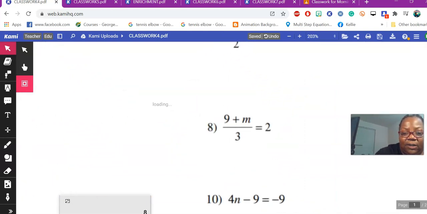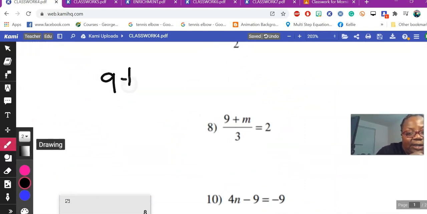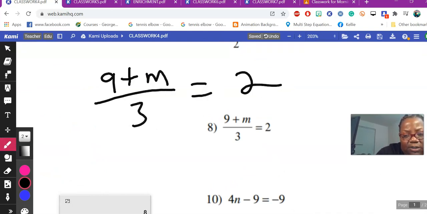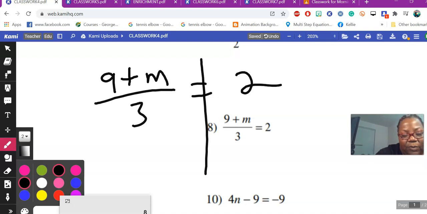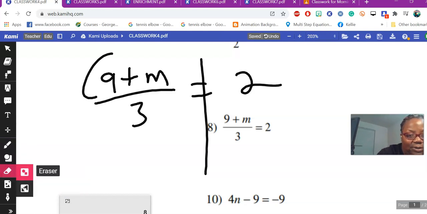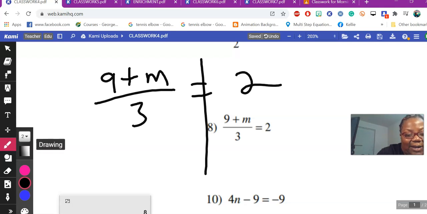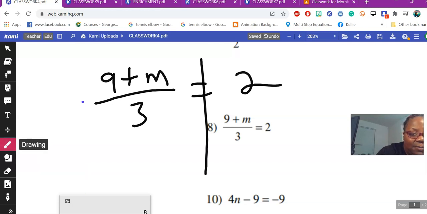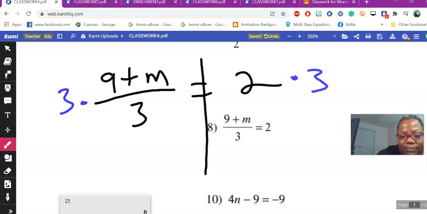Here we go. Looking at number 8. 9 plus m divided by 3 equals 2. Now, this time with funky fractions, we cannot do this first. Can't do it. So we cannot add or subtract first. We have to divide out the 3, or multiply out the 3. 9 plus m divided by 3, that's a division problem, so we will now multiply the 3 out. Times 3 on this side.